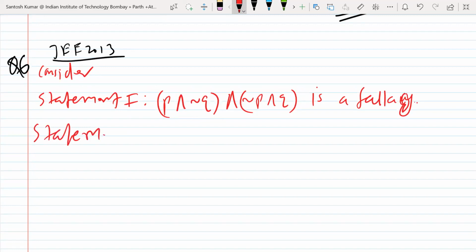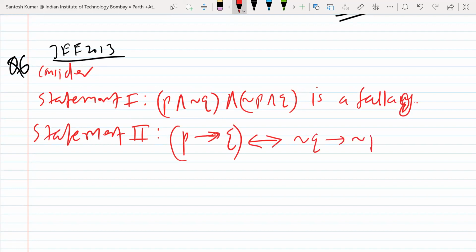Statement 2, the second statement, is: P implies Q if and only if not Q implies not P, is a tautology. Yes.